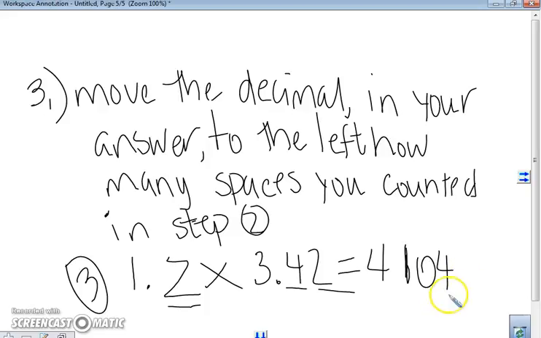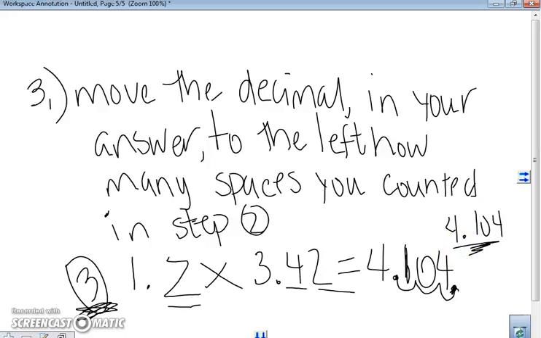So the idea is now I'm going to take my decimal, which is always at the very end, and move it to the left 3 places. 1, 2, 3. And the reason I picked 3 was because 3 is what's right here circled, okay? So now, as I look at the actual answer, my answer would be 4 and 104 thousandths, okay?